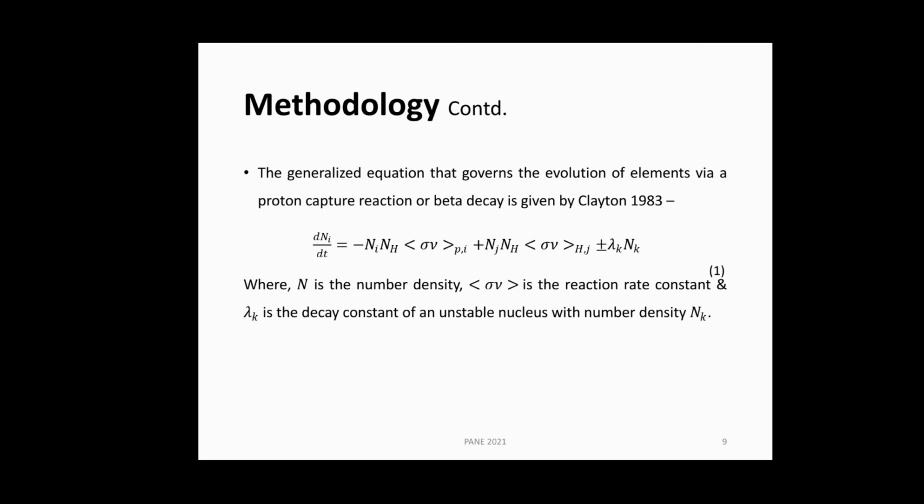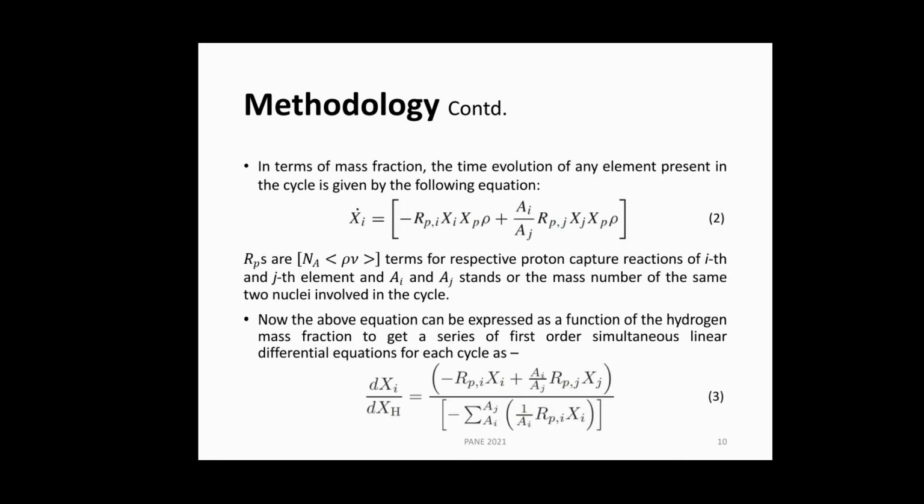The generalized equation that governs the evolution of elements via a proton capture reaction or a beta decay is given by Clayton in 1993, where n is the number density, rho v is the reaction rate constant, and lambda k is the decay constant. In terms of mass fraction, the time evolution of any element present in the cycle is given by equation 2. Equation 2 can be expressed as a function of hydrogen mass fraction, and it is represented in equation number 3, which is a series of first order simultaneous linear differential equations. This equation is independent of time. That means equilibrium in abundance is attained.